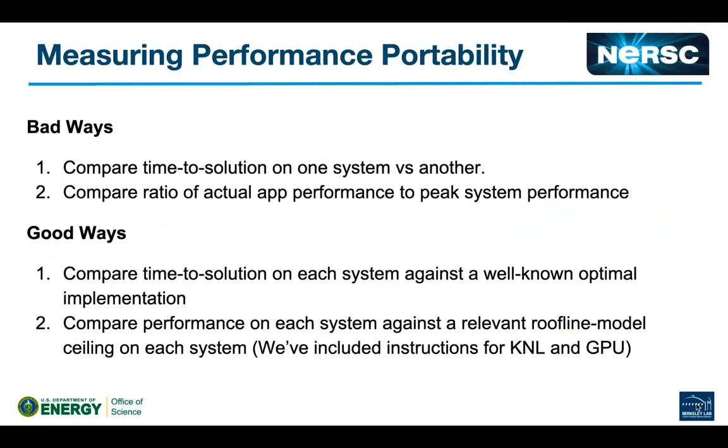Another bad way is just to compare the ratio of the actual app performance to the peak system performance. This is not a great idea because your application performance might be limited by something that is not related to the max CPU frequency or the max CPU flop rate. It could be related to memory bandwidth or network bandwidth or something completely different.